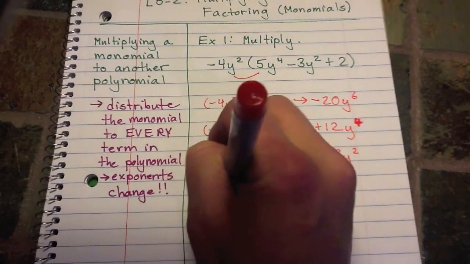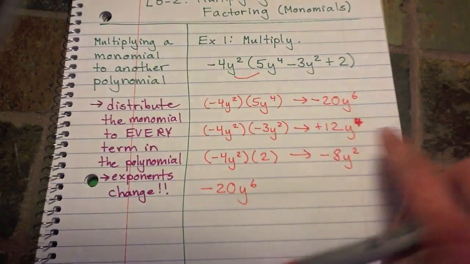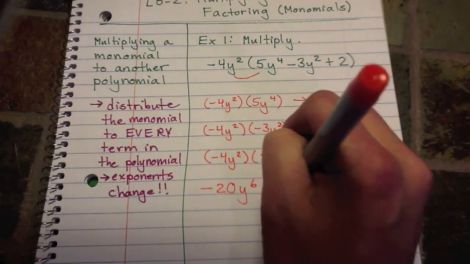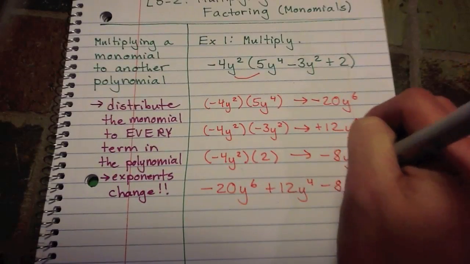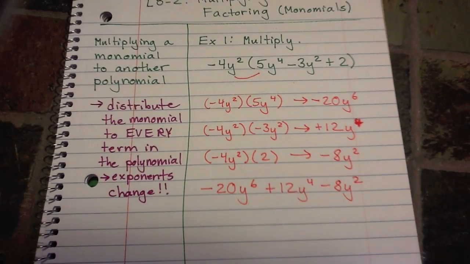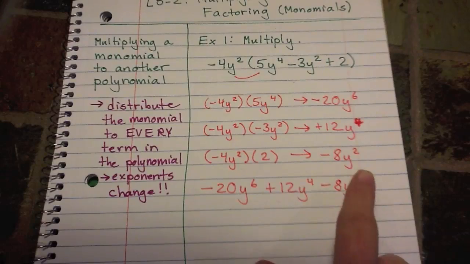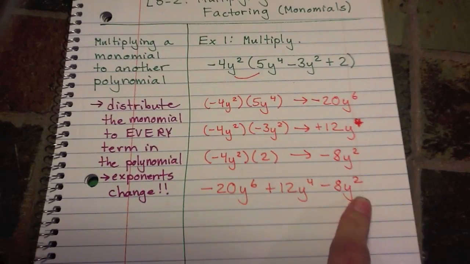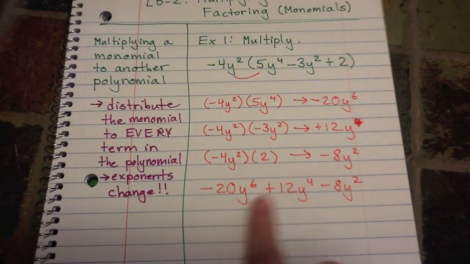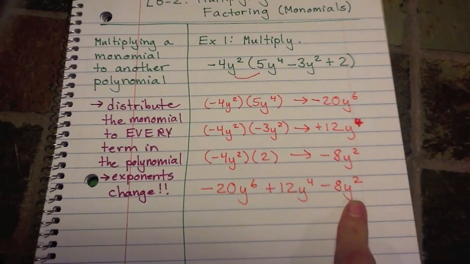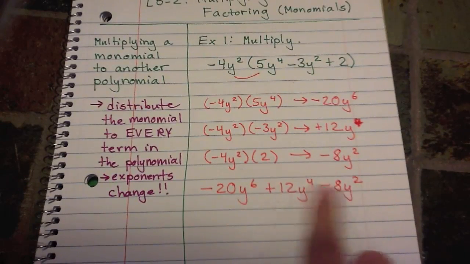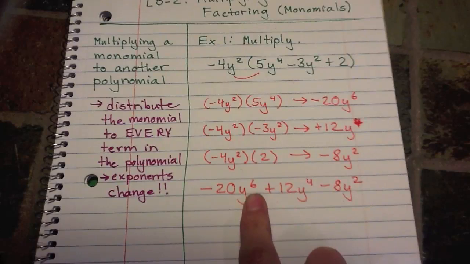Rewrite it: negative 20y to the 6th, positive 12y to the 4th, negative 8y to the 2nd. This is your final simplified answer because you are now adding or subtracting terms and you don't have any like terms you can combine here. So that is your answer. If we were looking at naming this, it's a trinomial, 3 terms, and it's to the 6th degree.